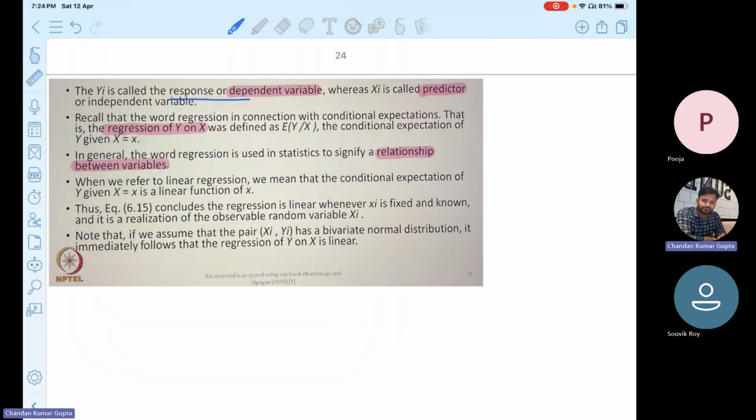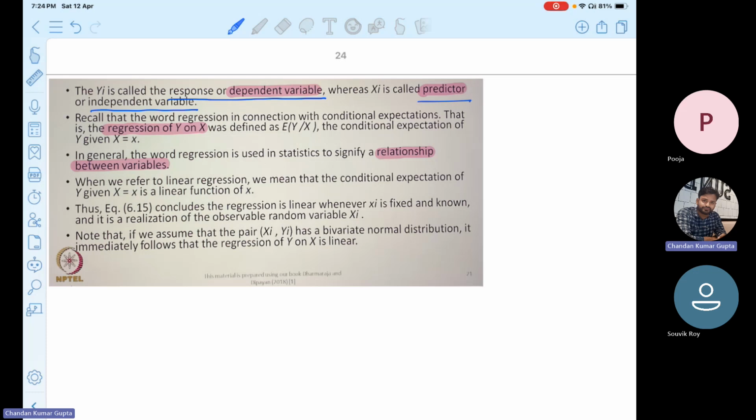It is called the response variable or the dependent variable, whereas xi is called the predictor, which is used to predict the values of the dependent variable, or it is also called the independent variable. It is also called the explanatory variable. It explains the yi actually. The xi is the variable which explains the yi, so it's the explanatory variable as well.